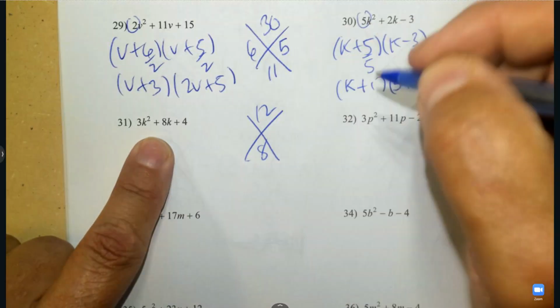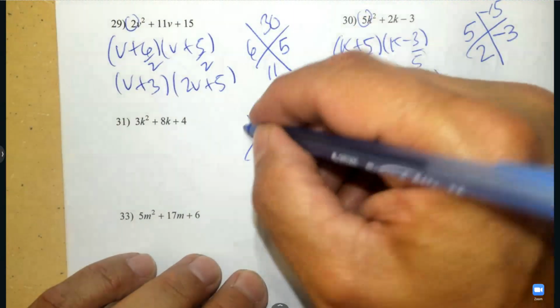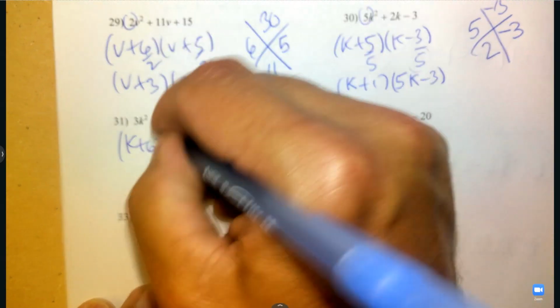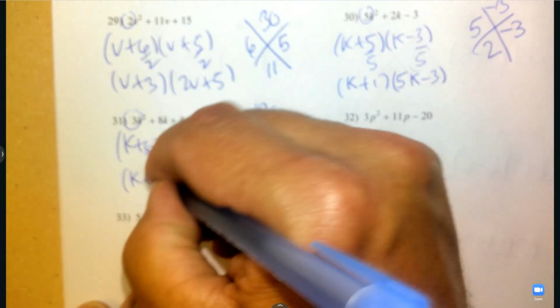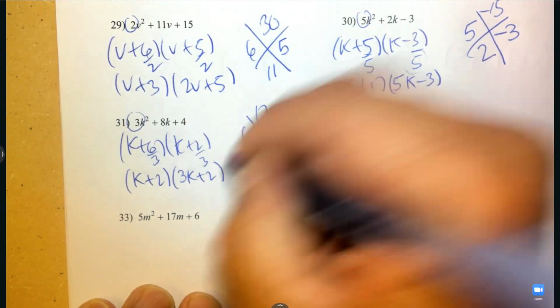Again, 3 times 4 and 8. Find the two numbers that match, the pair that works. 6 times 2 and 6 plus 2. So I go 6 and 2. Then divide by 3. So I have 6 divided by 3. And then 3k plus 2, and it's done.